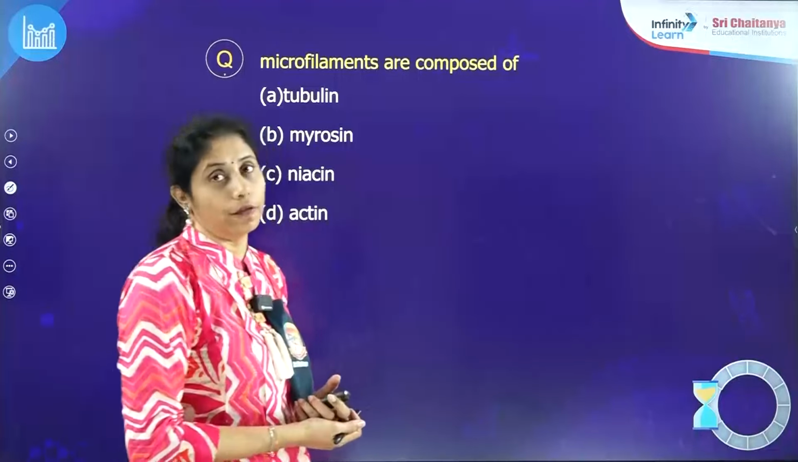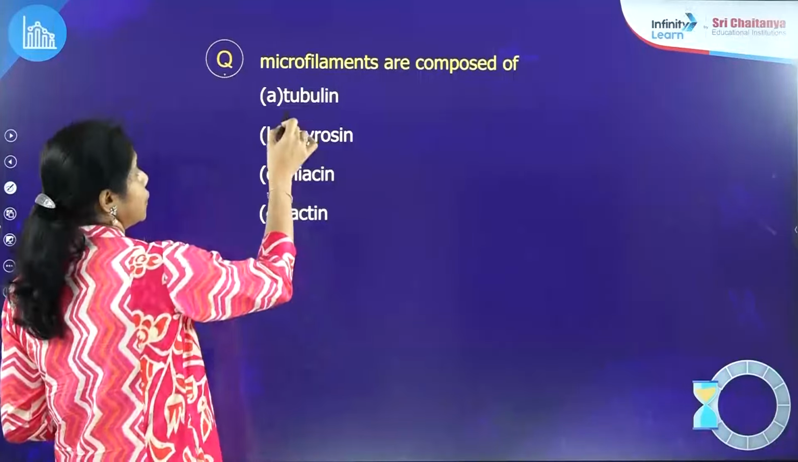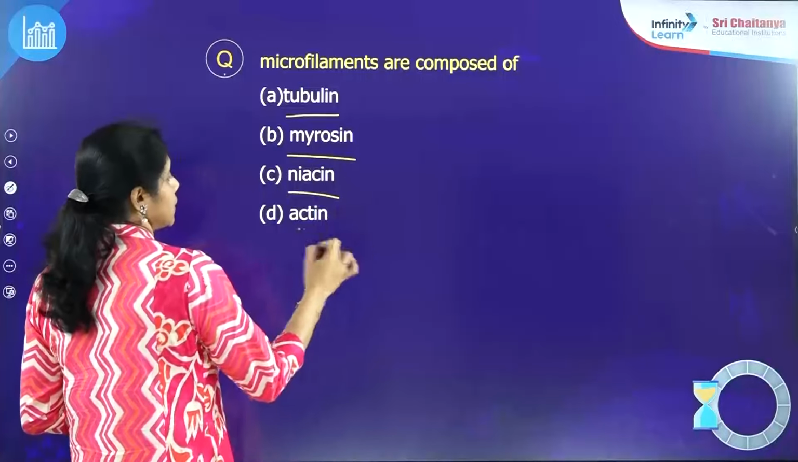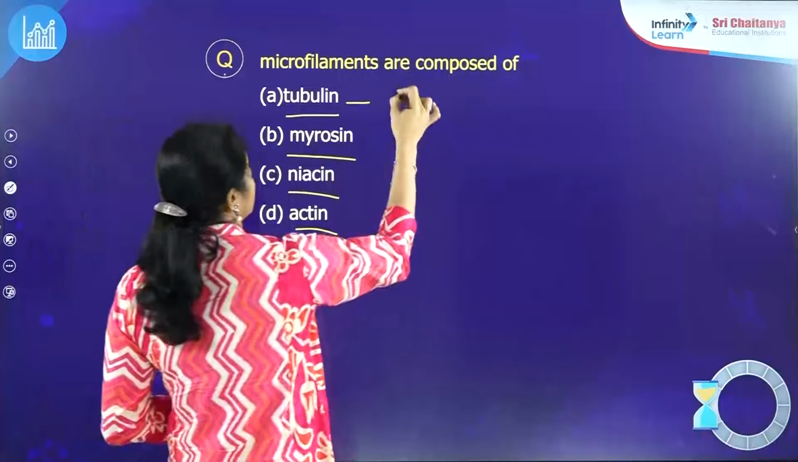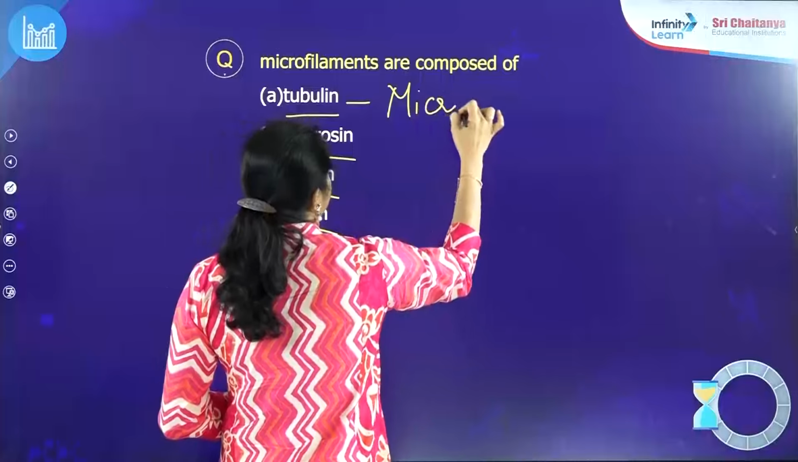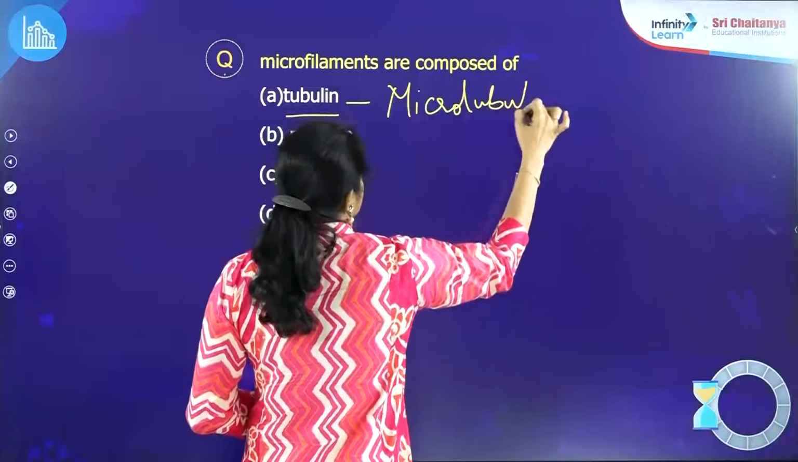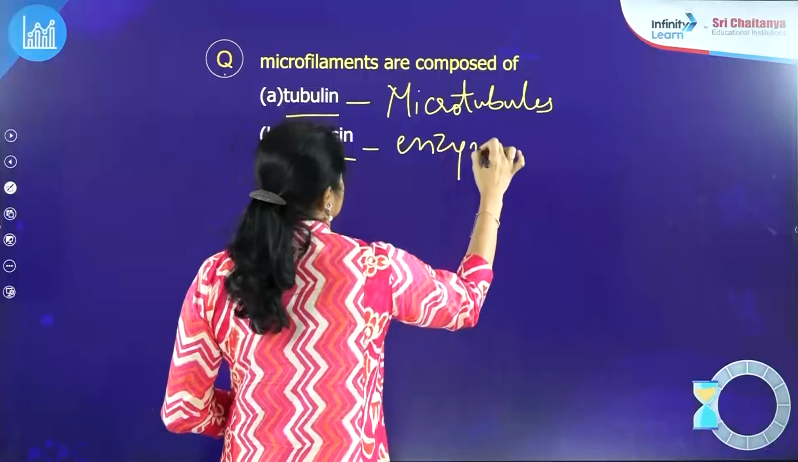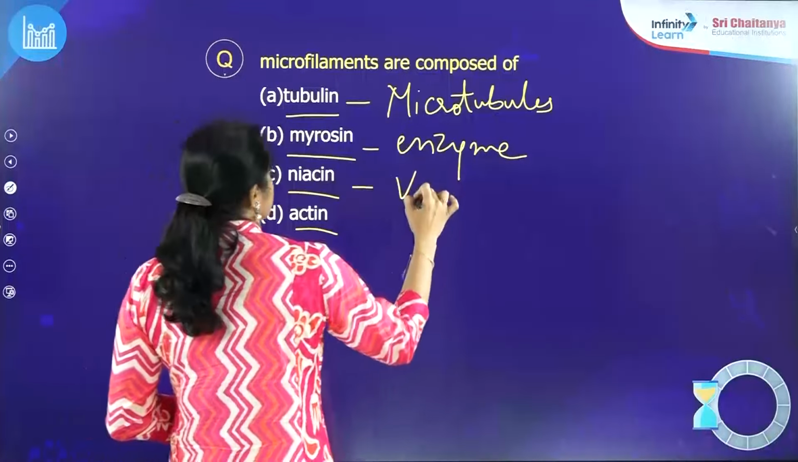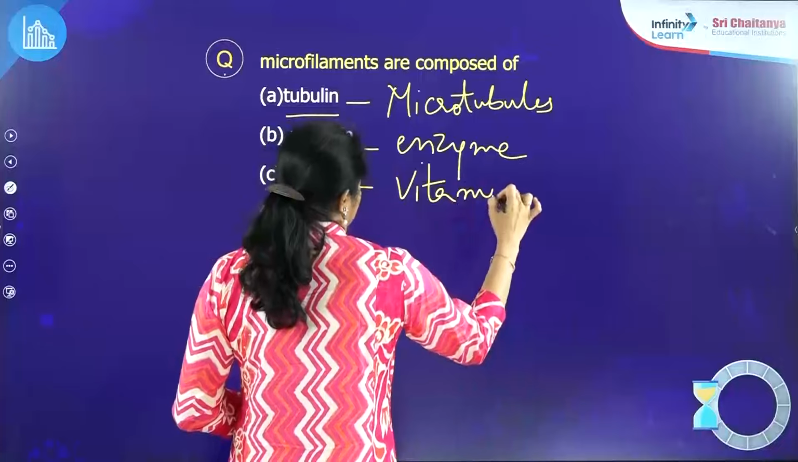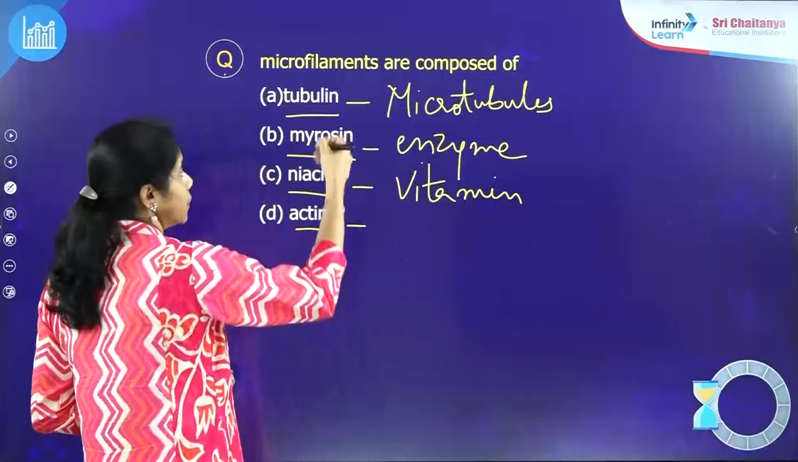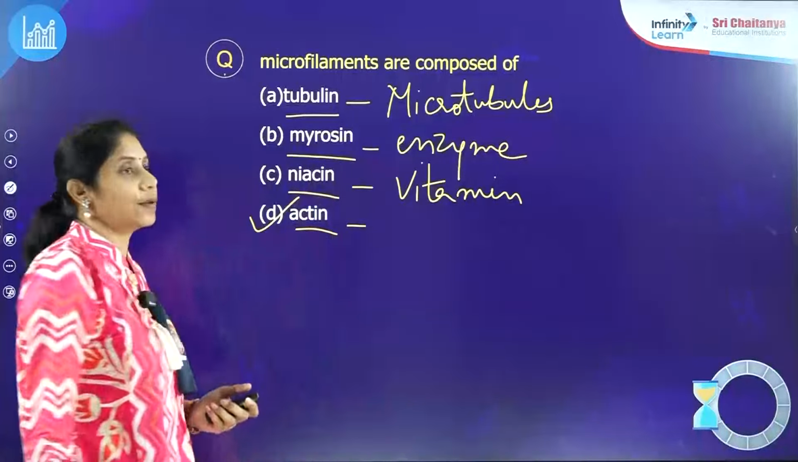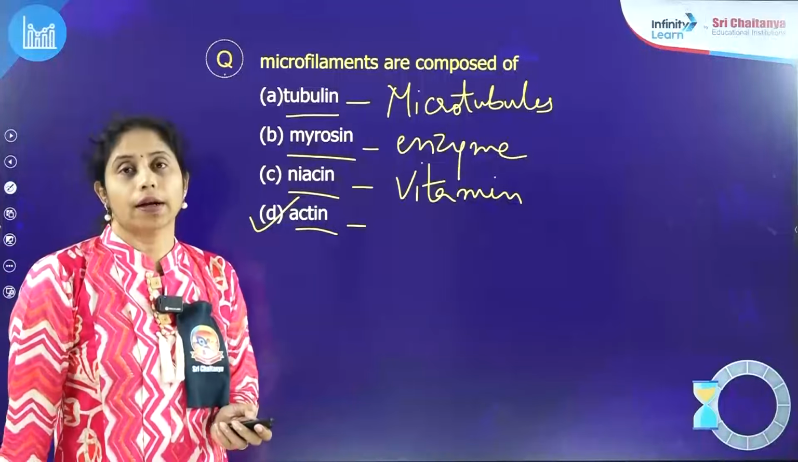Microfilaments are composed of tubulin, myosin, niacin and actin. Tubulin is present in the microtubules. Myosin is an enzyme. Niacin is a vitamin. Actin is present in the microfilaments. So, for this question the correct option will be actin.